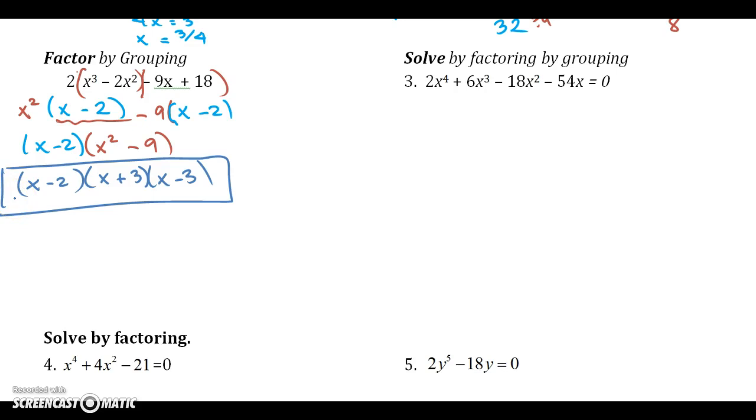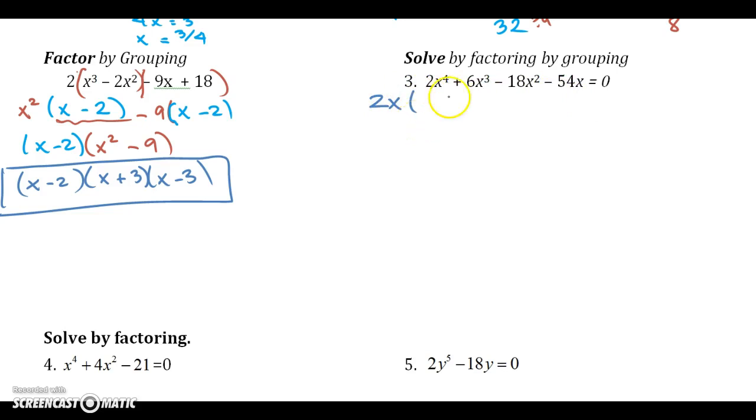Okay, let's look at number 3, and they also asked me to factor by grouping. Looks like a lot of numbers there. I'm looking at all of them, and I see that they all have something in common. I'm looking at 2x to the 4th, 6x cubed, minus 18x squared, and minus 54x. What do they all four have in common? Well, 2 goes into all of these, so I'm going to just right off the bat factor out a 2. They also have an x term, so I'm going to take that as well.